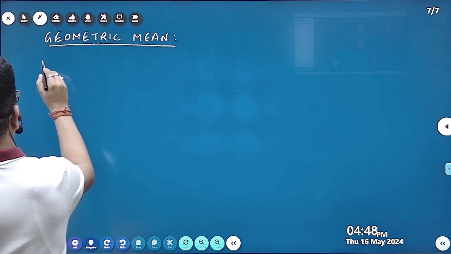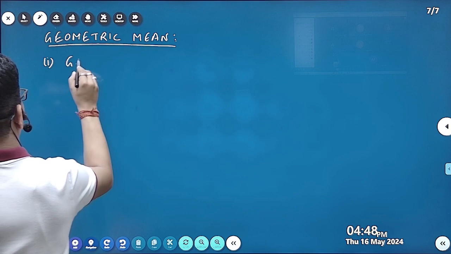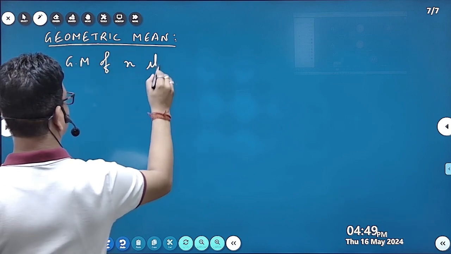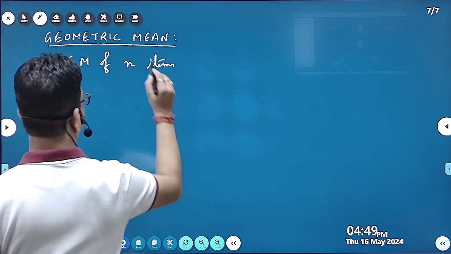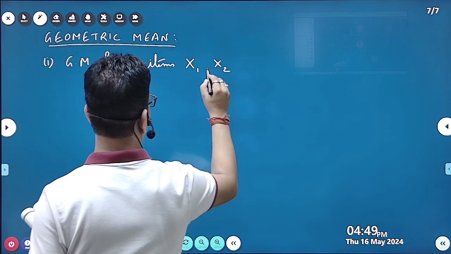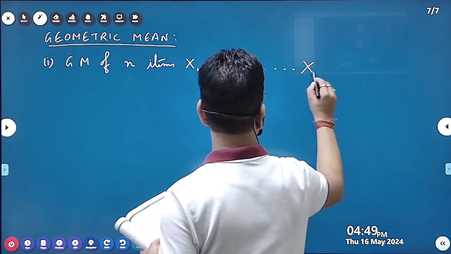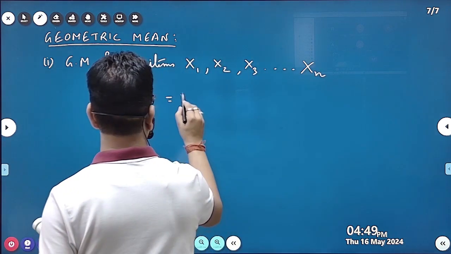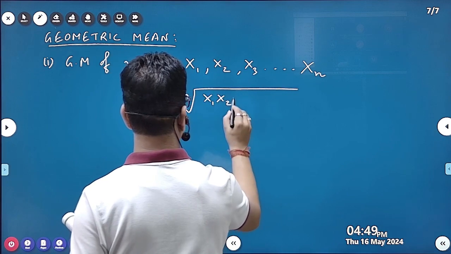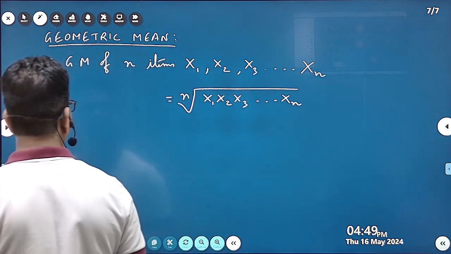Number one, GM of n items, supposing x1, x2, x3, ... xn, is equal to the nth root of x1, x2, x3 ... xn. Okay, this is GM of n items.